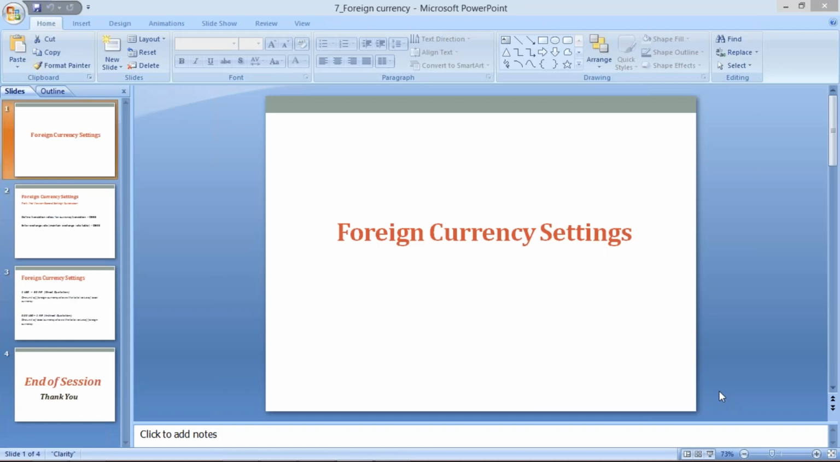Okay, guys, so in this session, I'm going to cover a new topic called foreign currency setting. What is the use of foreign currency setting?